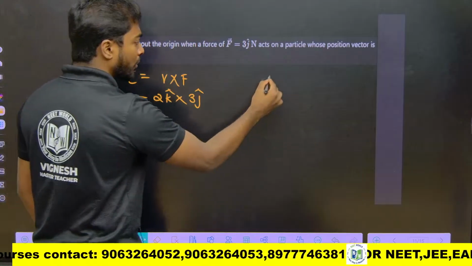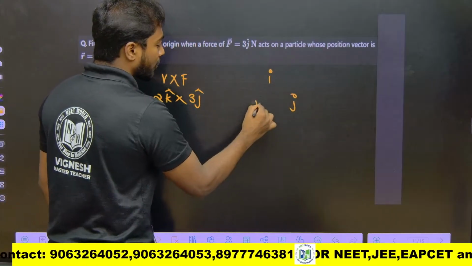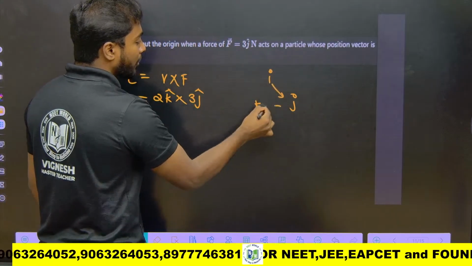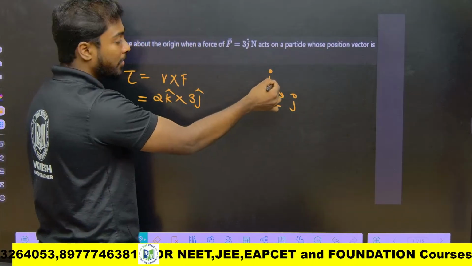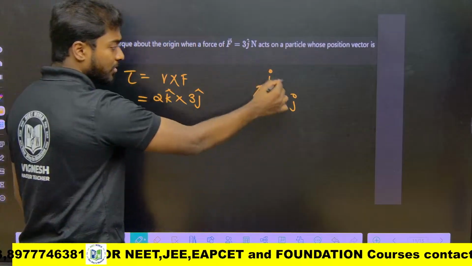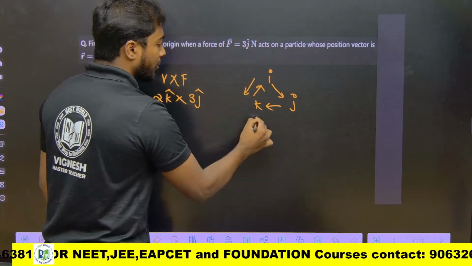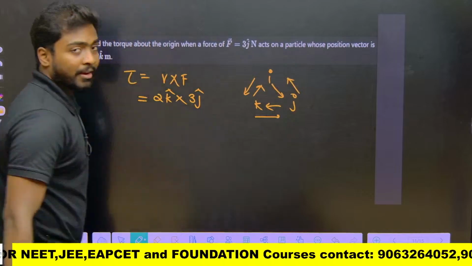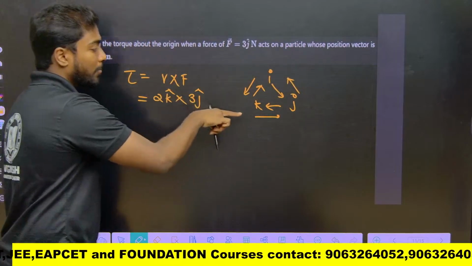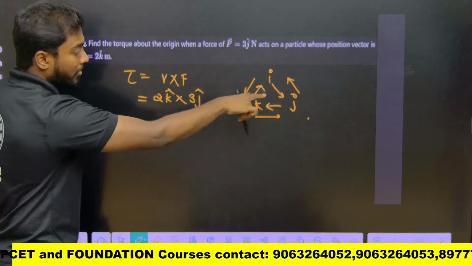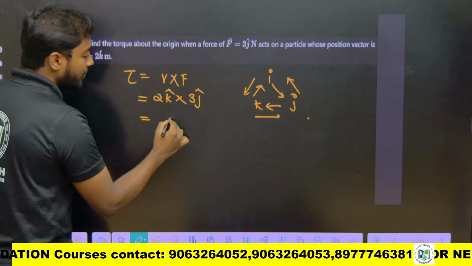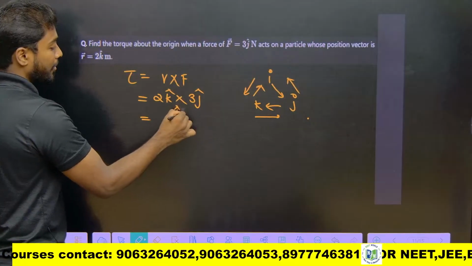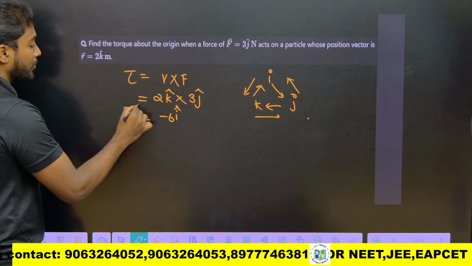One thing I need to remember: i, j, k. i cross j gives k, j cross k gives i, and k cross i gives j. This is the cyclic order. If I take the opposite way, I should add the negative sign. So k cross j, going from k to j, gives minus i. So 2 times 3 is 6, it is minus 6 i. This is the answer, this is the torque.